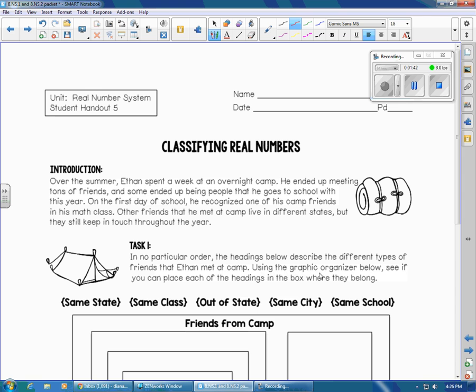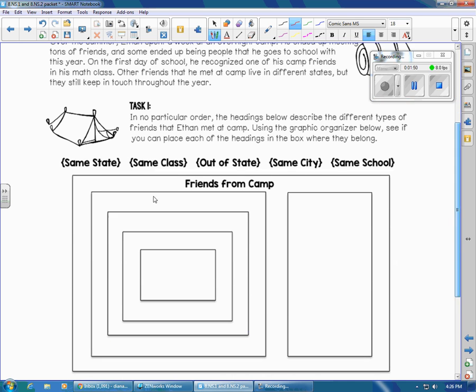Task 1. In no particular order, the headings below describe the different types of friends that Ethan met at camp. Using the graphic organizer below, see if you can place each of the headings in the box where they belong. So let's take a look. Friends from camp is the entire thing, okay? And then we have subcategories that would kind of divvy up the friends from camp that he might have met. So thinking about whether his friends from camp are going to be in the same class that he goes to. If they're in the same class, are they going to be from the same city or the same state? And we have same school. So these are all of our categories.